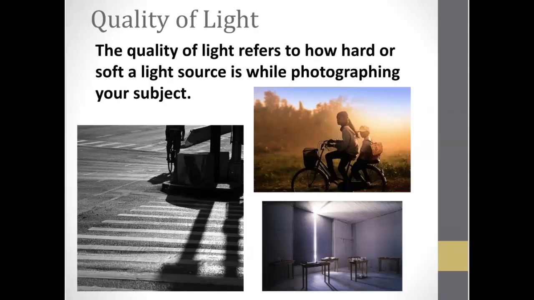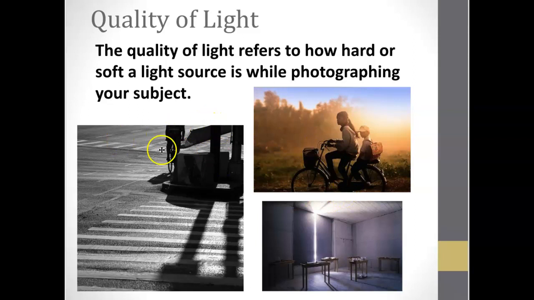First thing we're going to talk about is the quality of light. So quality of light refers to how hard or soft a light source is while you're photographing your subject. Your subject is whatever the purpose is behind your picture, whether it be a person, landscape, architecture, macro pictures of something. And you're going to choose what you photograph, sometimes based on how the lighting looks on that subject. Sometimes you can change the quality of light if you have your own light source you're using, but a lot of times you might just be using the natural light that's available to you in a situation.